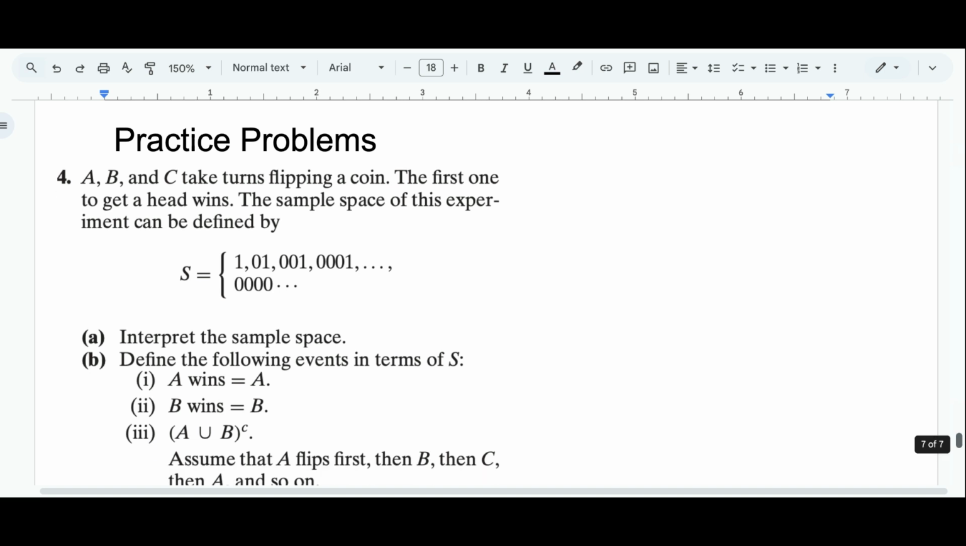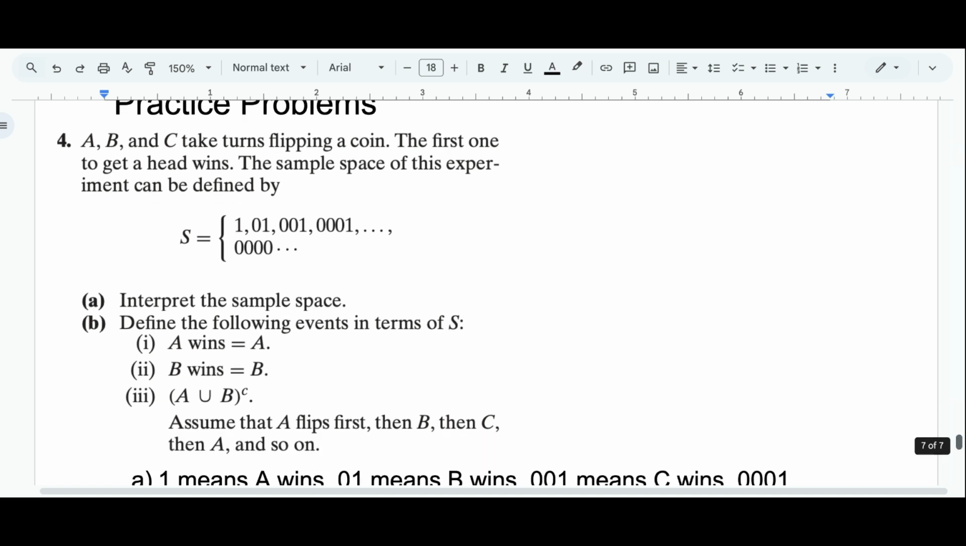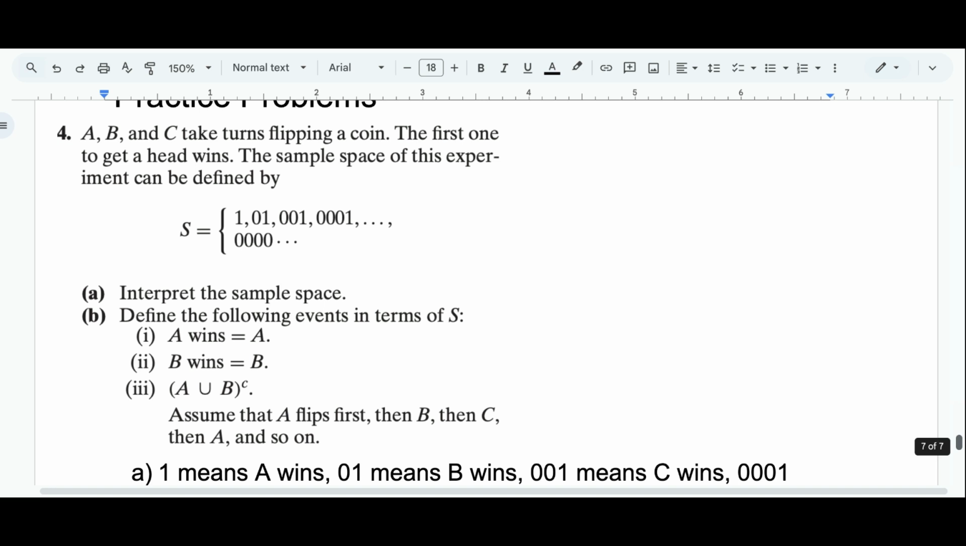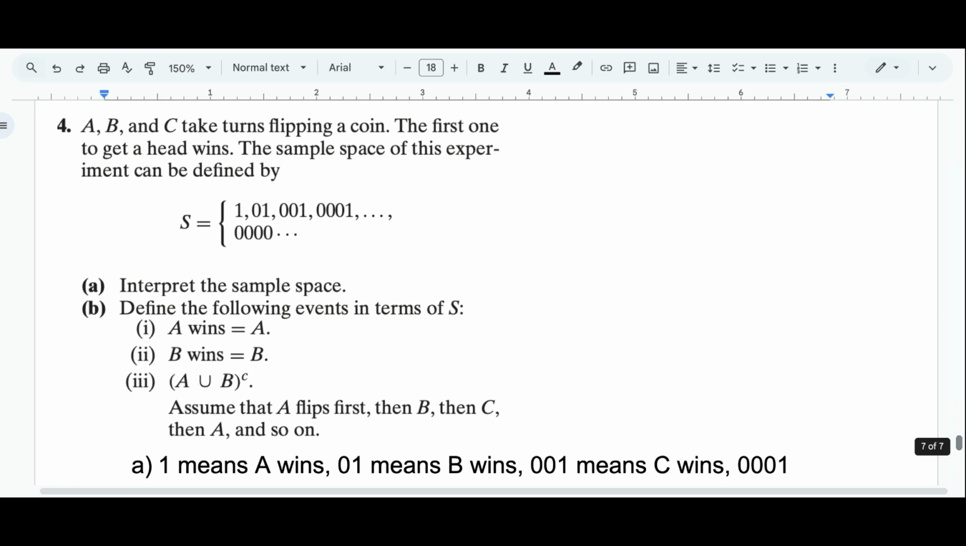So the first thing they want us to do is to interpret the sample space. So what's happening here is the 1 represents flipping an H, 0 is a tail. You win the game at the first H. So that's why these strings here all end in a 1. If the string is all zeros, then that would represent no one winning, that the game goes on forever.